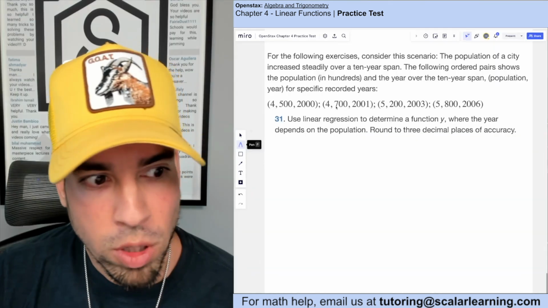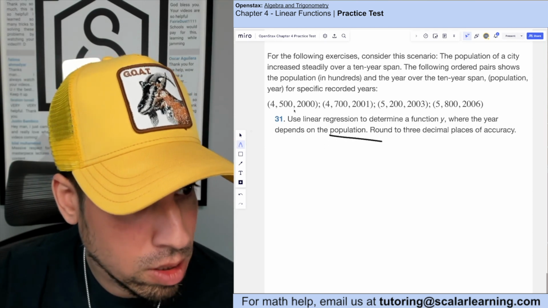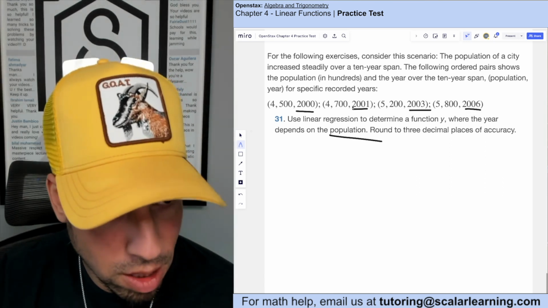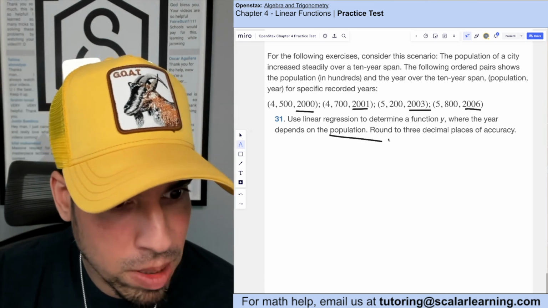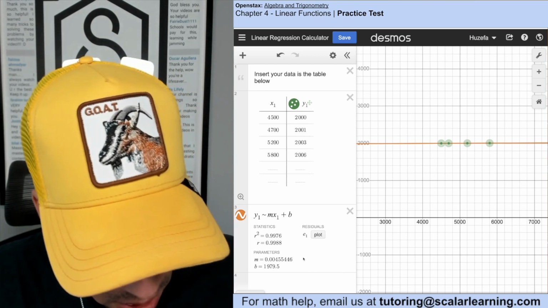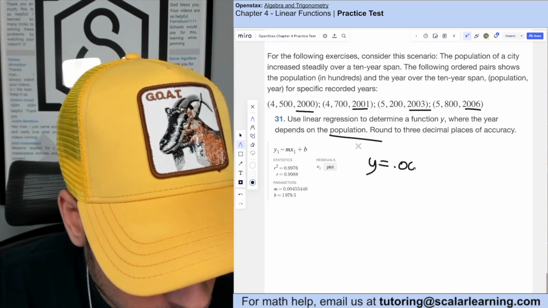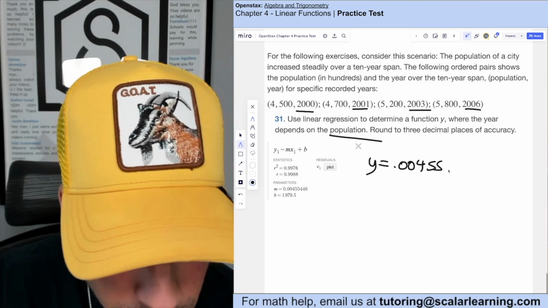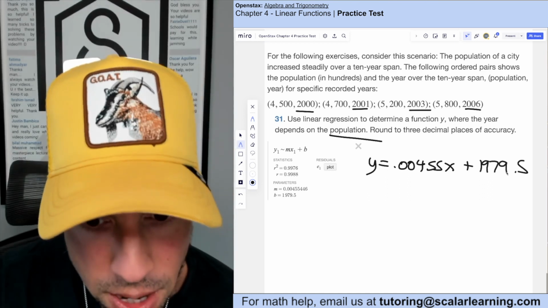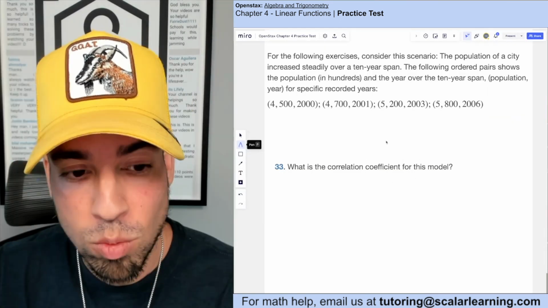Boom, done. For 31, we're going to use a linear regression to determine a function y where the year depends on the population. You can see that this is the year here for the y values, 2003, 2006, etc. And then this is the population, which is the x value. So now that we have these points in the linear regression model, we get these values, which will help us come up with the equation of the line. So we have y equals 0.00455x plus that y-intercept of 1979.5.